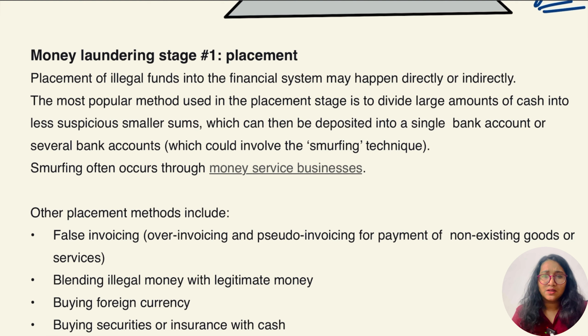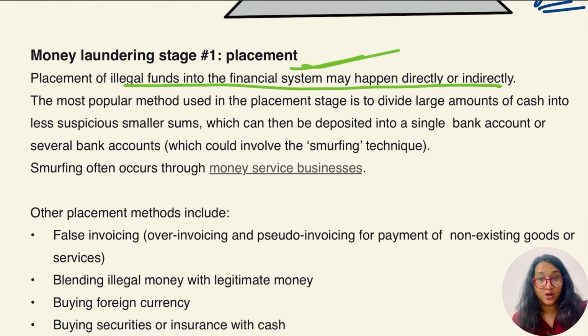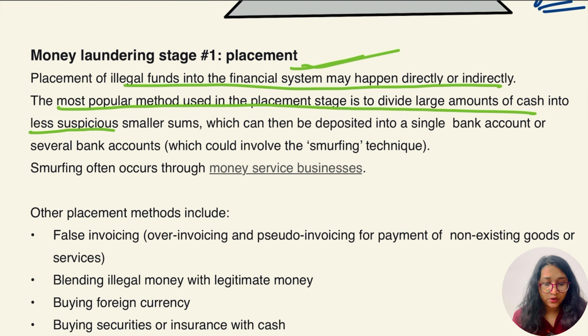This was a little description about the three steps. Let's go in depth now. What is placement? Money laundering stage 1 is placement. Placement is putting illegal funds into the financial system, which may happen directly or indirectly. The most popular method used in the placement stage is to divide a large amount of cash into less suspicious smaller sums, which can then be deposited into a single bank account or several bank accounts.